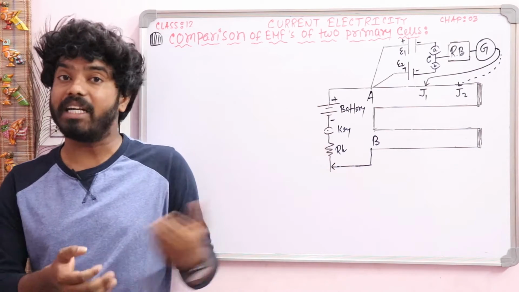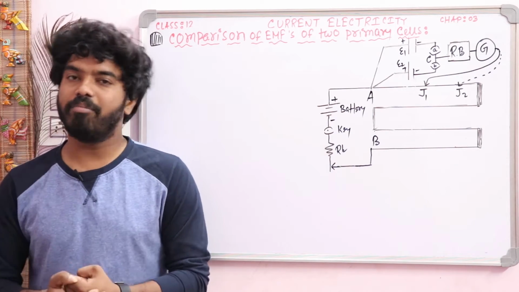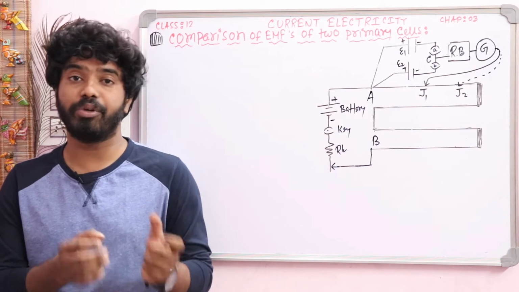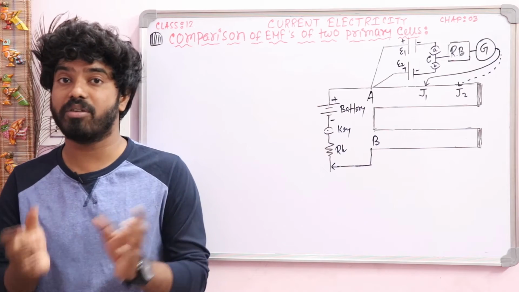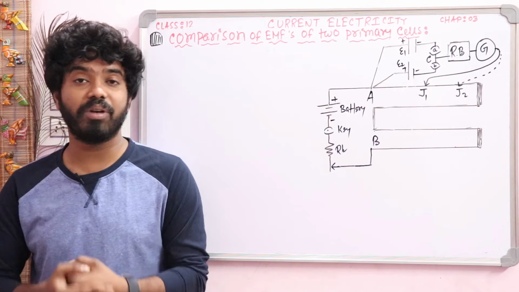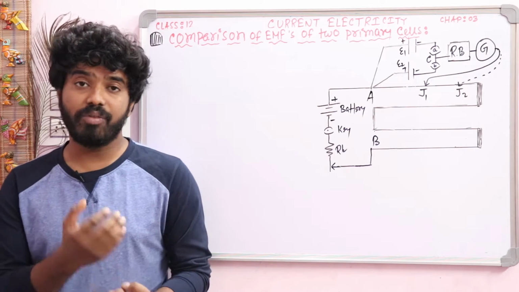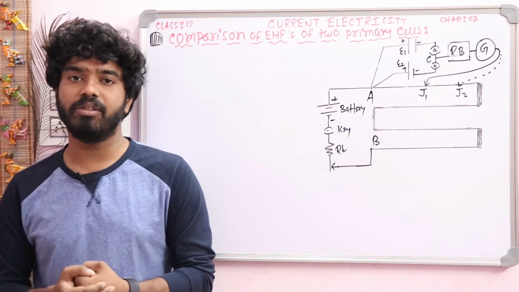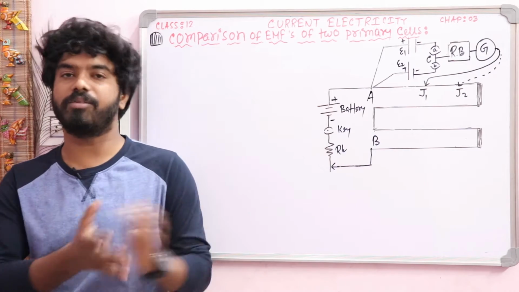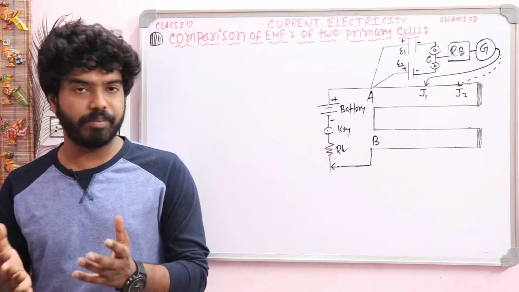So before going to that part, at first you have to learn the basic thing. The basic thing about potentiometer: what is potentiometer, principle of potentiometer, construction, and the main purpose of potentiometer, that is to measure the unknown EMF of a cell. So if you didn't watch the previous video, just go back to the playlist, watch it, then come back to this video. So let's begin the class.